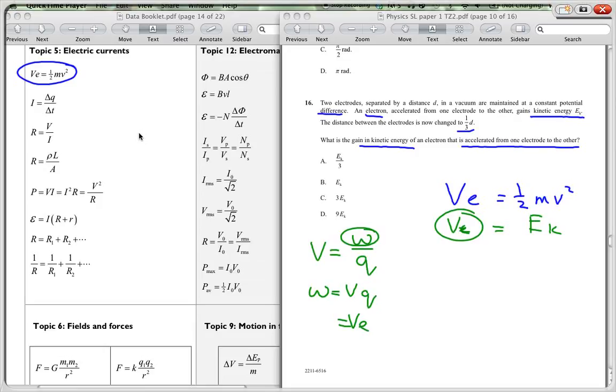Now, when we have a look at this V and this E, nothing has changed. It's got nothing to do with the distance between them. That is not included. So your kinetic energy will still just be Ek.